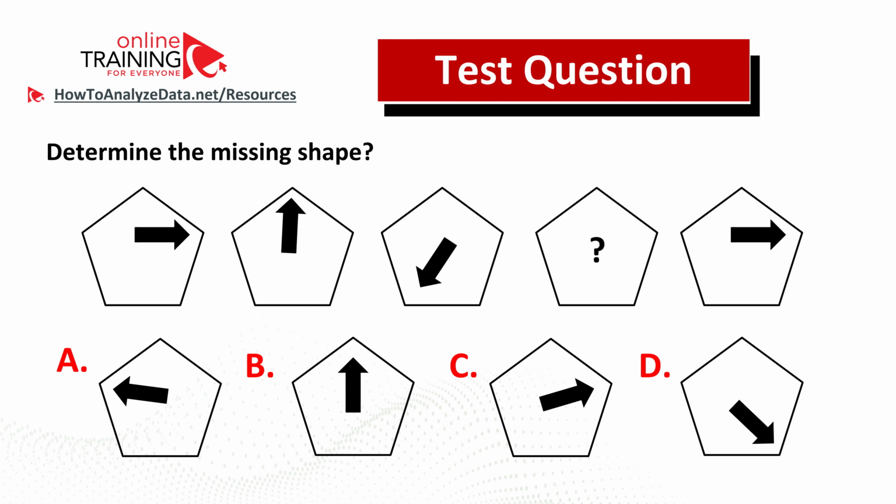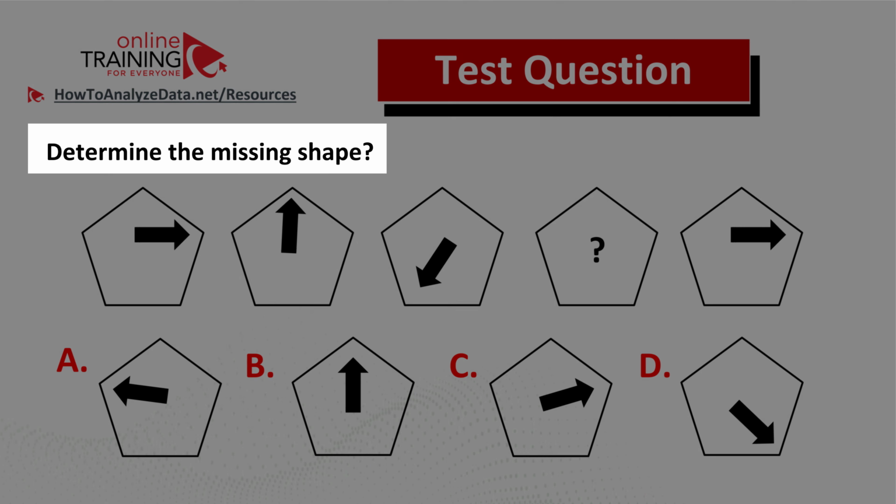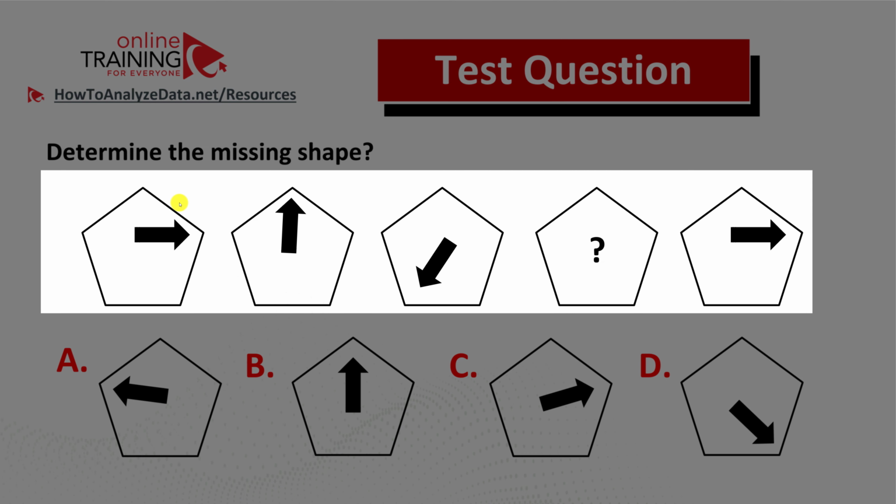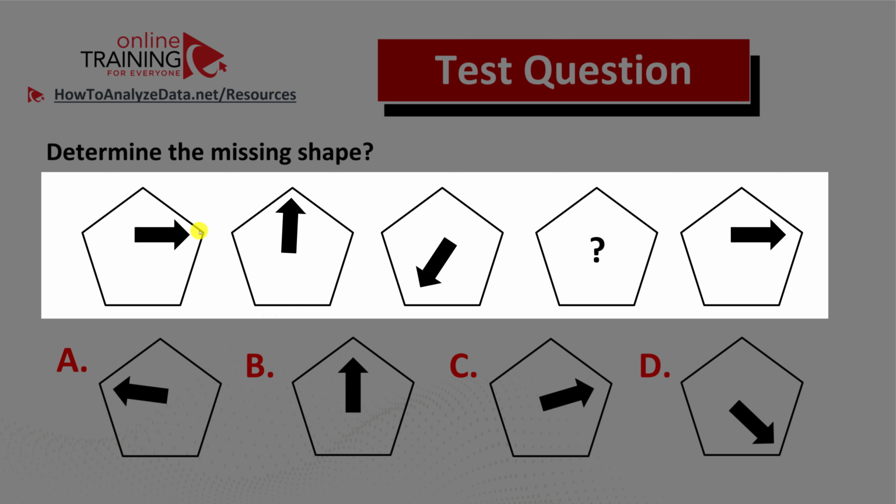Let's look at the interesting and tricky question we frequently see on the test. Determine the missing shape. You're presented with the sequence of 5 shapes. All of them are pentagons, and in each one an arrow points in a different direction. There are 3 shapes with an arrow. The 4th shape has a missing arrow, and this is what you need to determine.